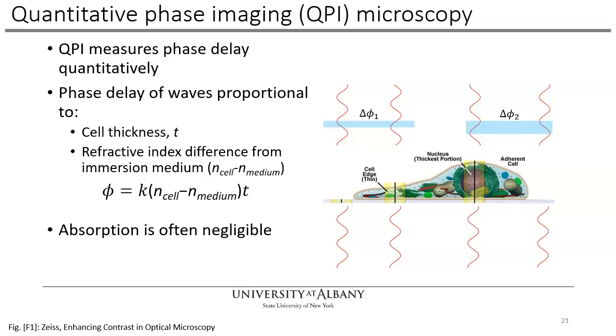And in visible light, absorption is often negligible. So it's not really all that coupled to phase, at least at the one wavelength you're looking at. You just don't get much from it.